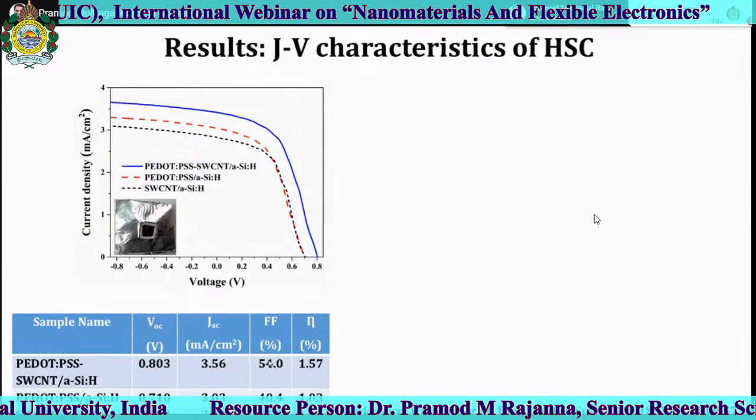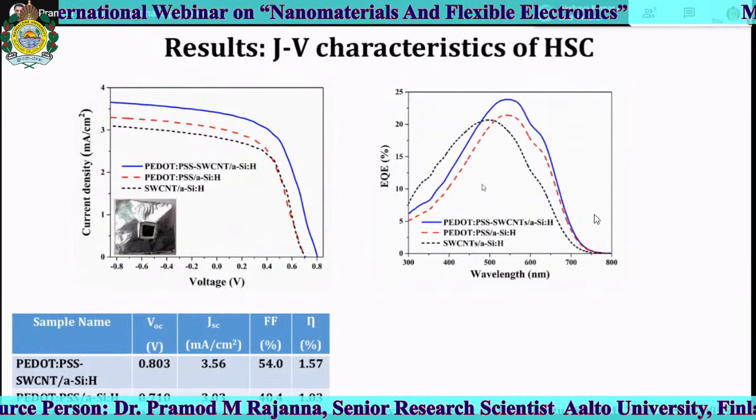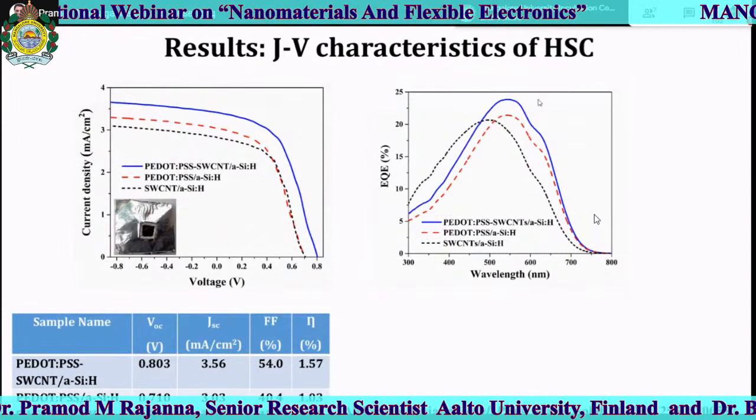So fill factor is the area under this curve. So we see that for the composite it fares better and the efficiency is much higher. So when we check out the quantum efficiency curves, we see again that the saturation of the composite device is much higher than the other two. So this actually can be explained very simply as follows.